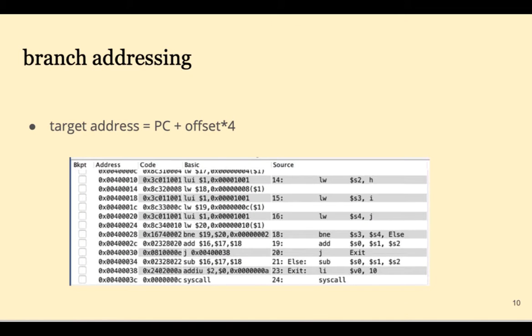Let's look at how this is assembled. We see the branch statement here, and we see that it assembled into 2. That's because the PC is already pointing to line 19, so the else will be 2 instructions, 2 words below that. Notice that the jump is unconditional. When we say jump exit, it assembles into J and then the actual address of the exit.